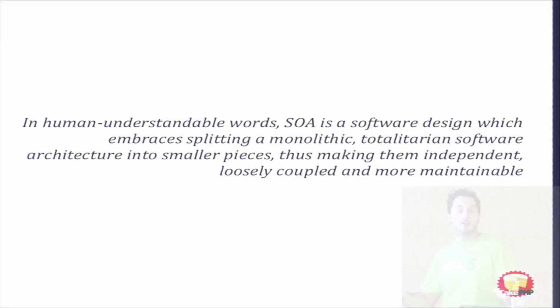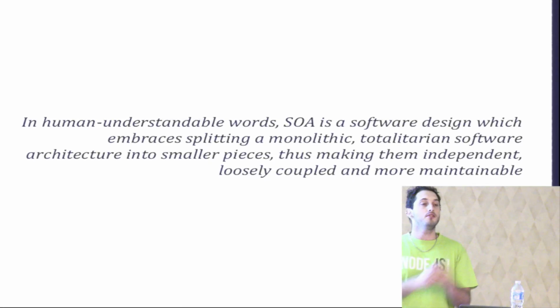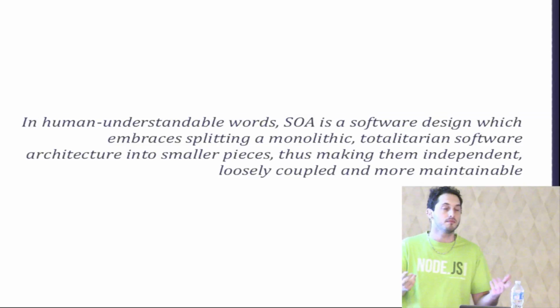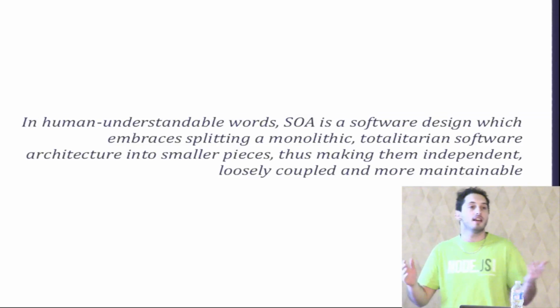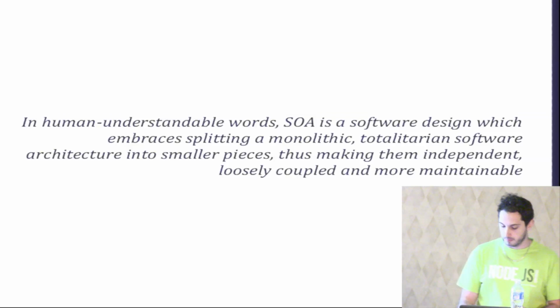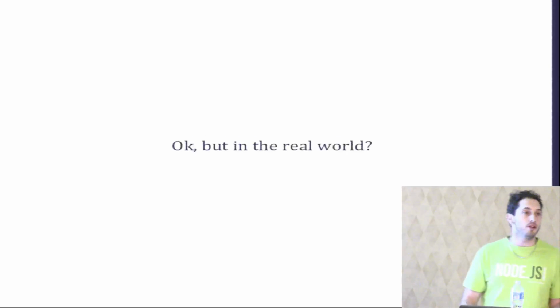In human understandable words, we split features into separate services. How these services communicate: with web services, with messaging queues, and so on. That's it. It's not rocket science. It's very, very simple. In the real world, what do we do usually in SOA?